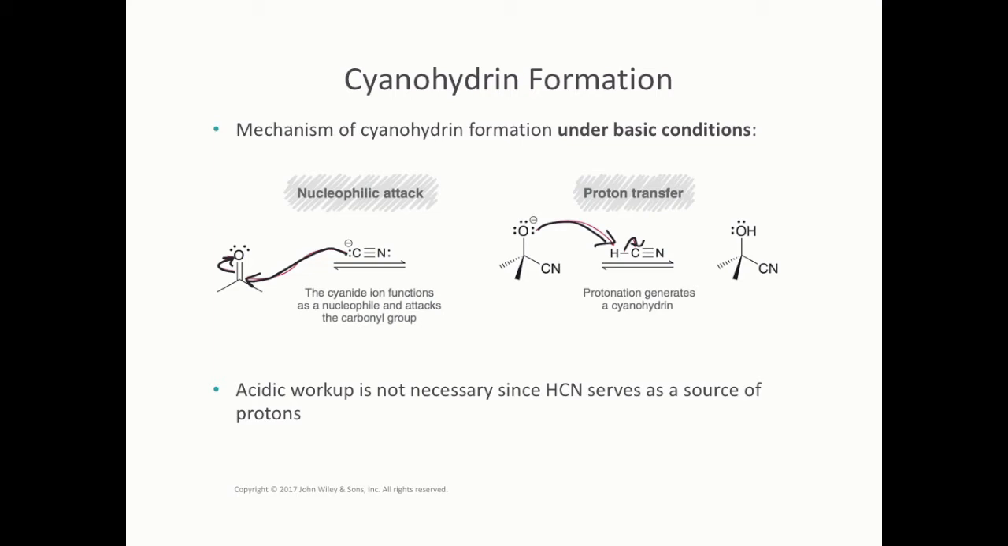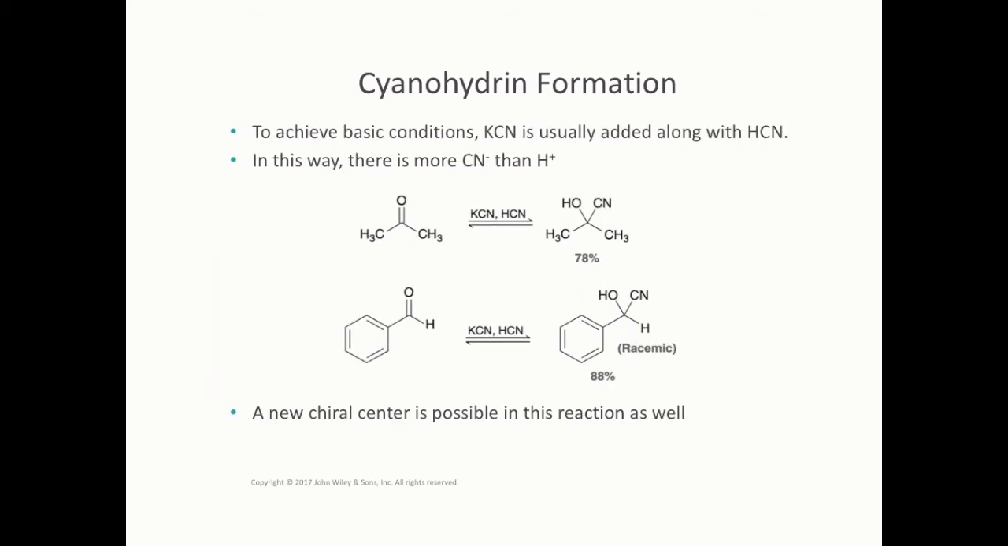Notice here that we don't have to do a separate water acidic workup because HCN serves as a source of protons. Because we want this under basic conditions, potassium cyanide is used in conjunction with HCN, and in this way there's more cyanide than H+. Notice that you could form a new chiral center, such as this reaction shows, and if you do, you would get both enantiomers, you would have racemic products.